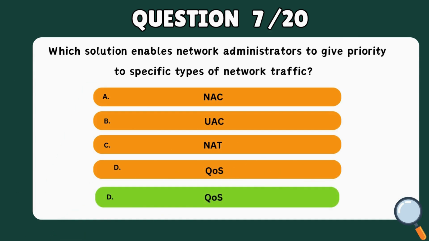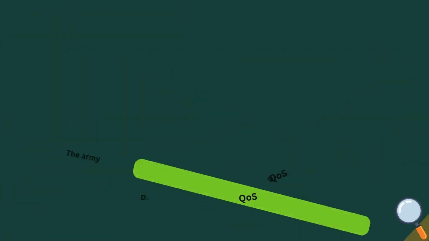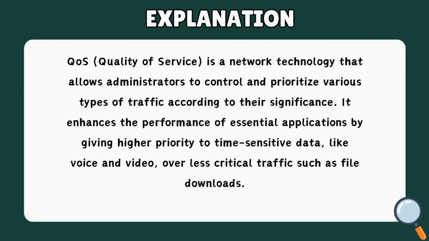Correct answer: D. QoS. Quality of service is a network technology that allows administrators to control and prioritize various types of traffic according to their significance. It enhances the performance of essential applications by giving higher priority to time-sensitive data, like voice and video, over less critical traffic such as file downloads.